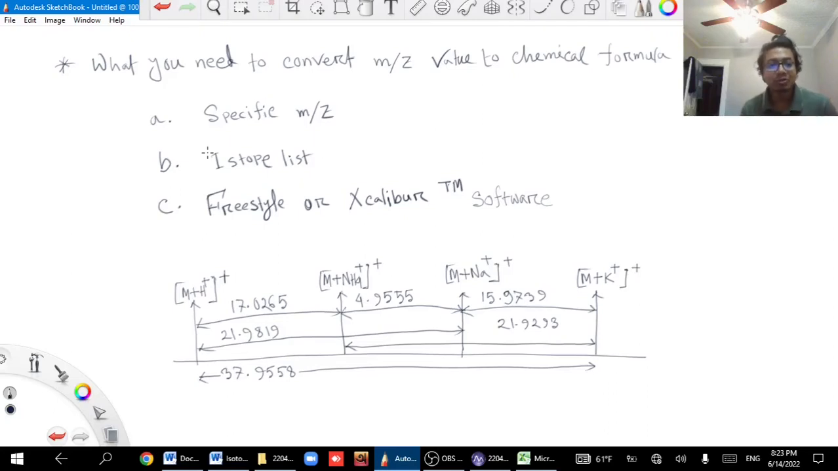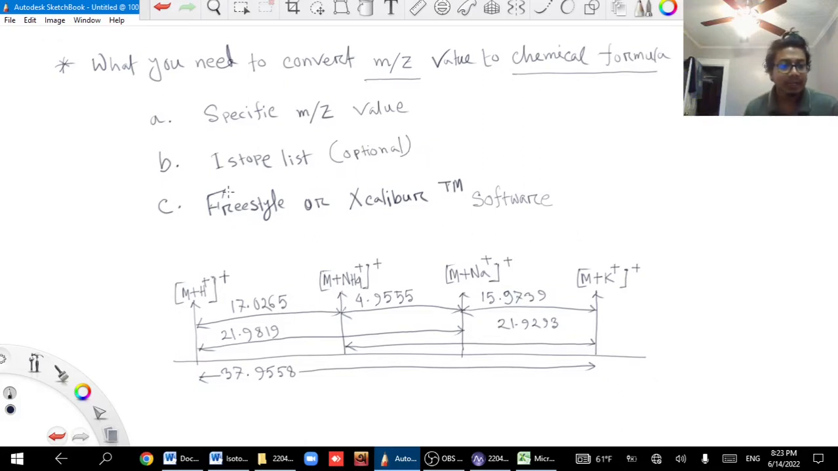Okay, today I will show you what you need to convert an m/z value to a chemical formula. So what you actually need is a specific m/z value. Then you need an isotope list. It might be optional. I think this is for advanced.